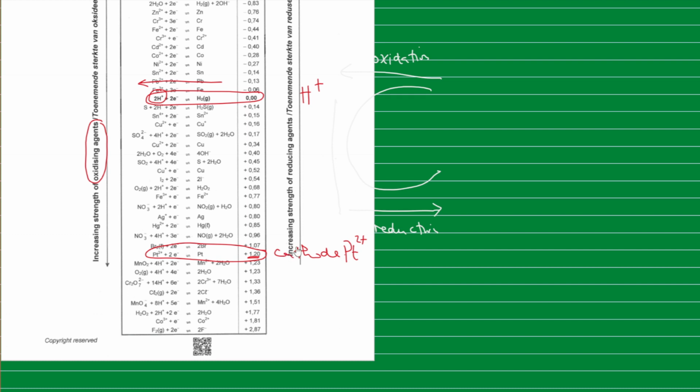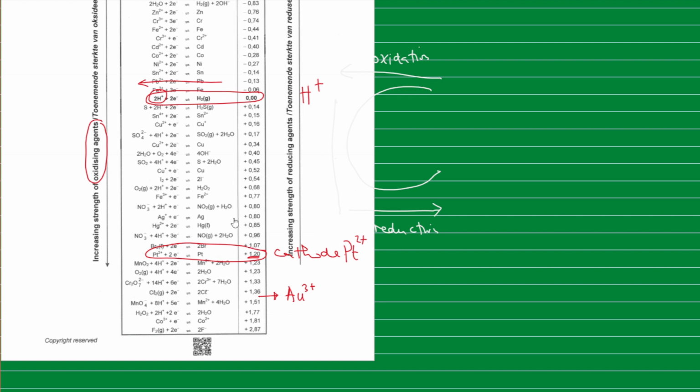Now they are saying that when we replaced the platinum, the E standard for the cell changed from 1,20 to 1,50. So it means that it is somewhere here, somewhere there. That is where our Au3 plus is. Remember, the stronger the oxidizing agents become, the greater the EMF.